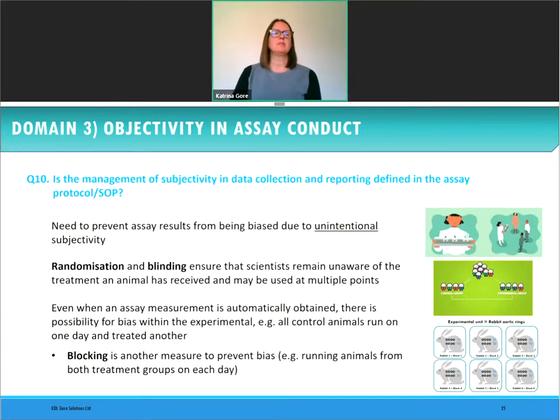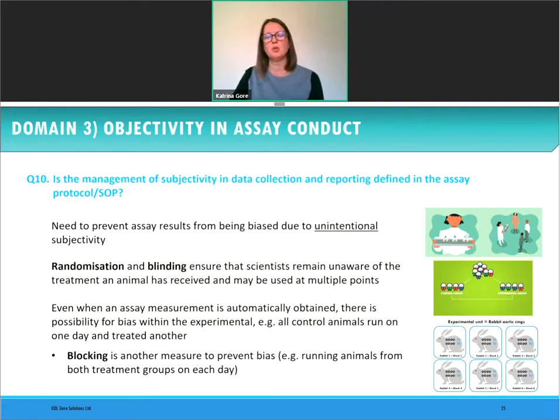Here we're talking now about objectivity. This is the final domain, and I'm just going to spend the last few moments looking at this. Is the management of subjectivity in your data collection and reporting defined? We need to prevent assay results from being biased due to unintentional subjectivity. I'm not talking about fraud here. I am talking literally about that unintentional subjectivity that goes on in our brain without us even realizing.